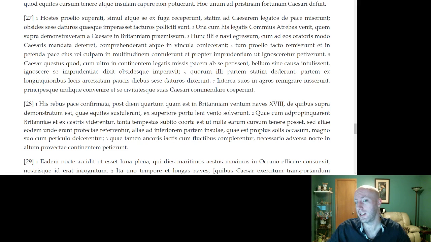We're going to continue our attack of Britain. We finally made landfall. And now we've got to deal with the Britons that are there. So we pick up in Book 4, Section 27. So let's just dive right in.